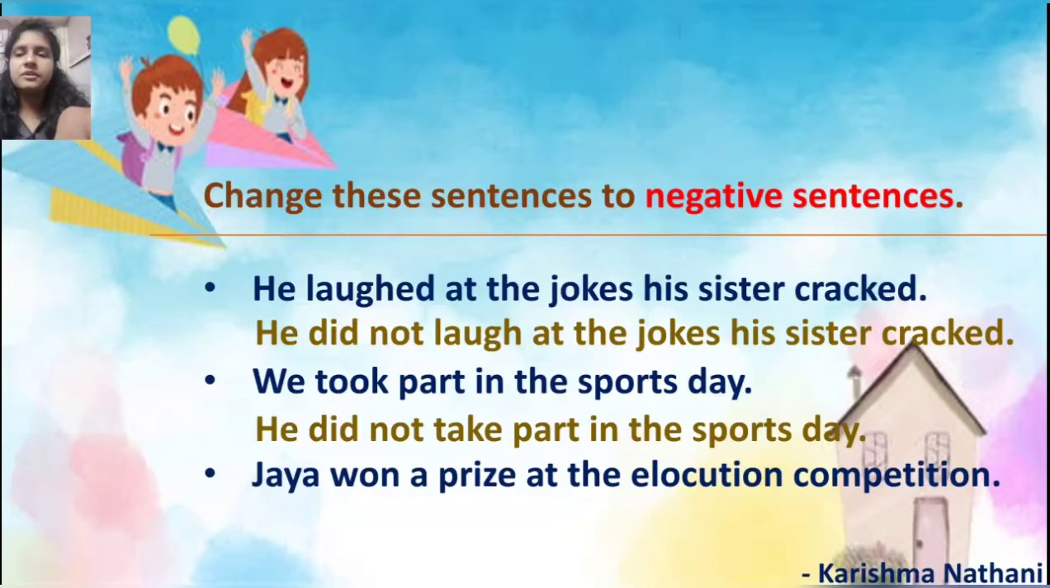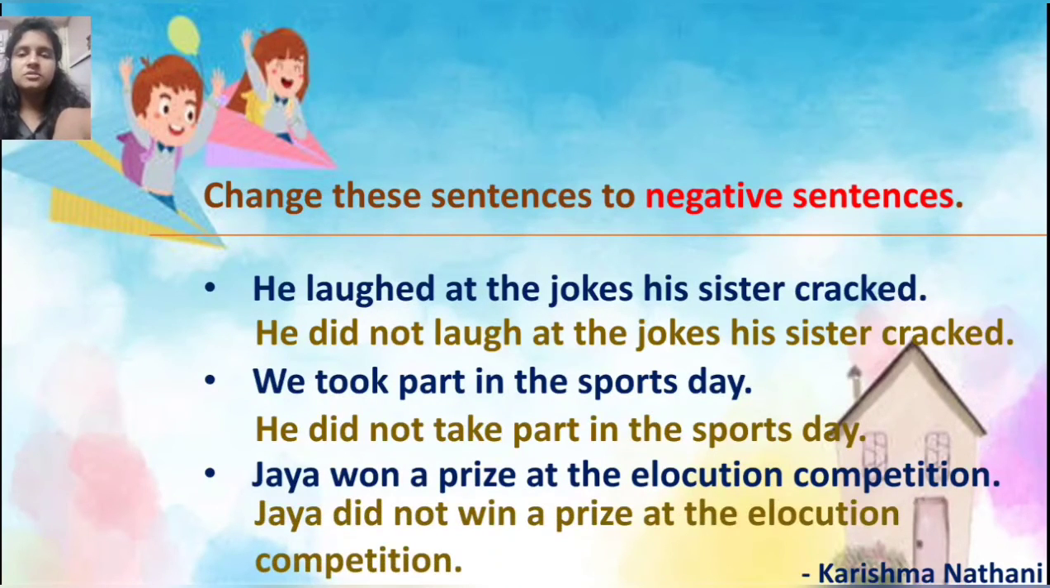Then, Jaya won a prize at the elocution competition. Jaya won. Won is a past form, so we are using did not. So we have to put win instead of won. So the answer is: Jaya did not win a prize at the elocution competition.